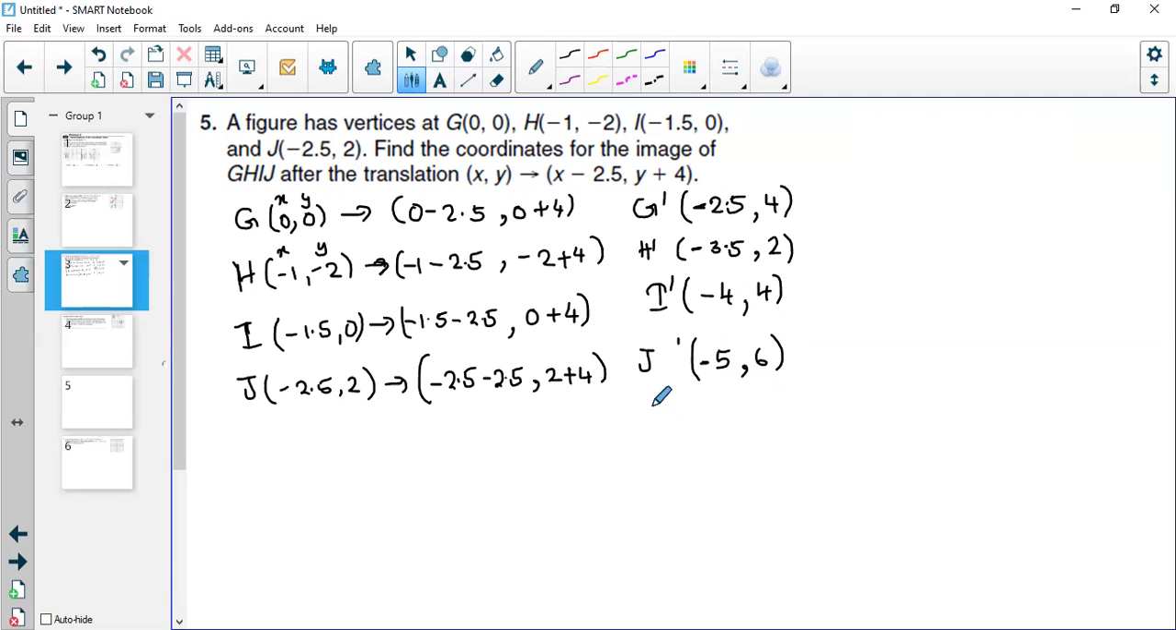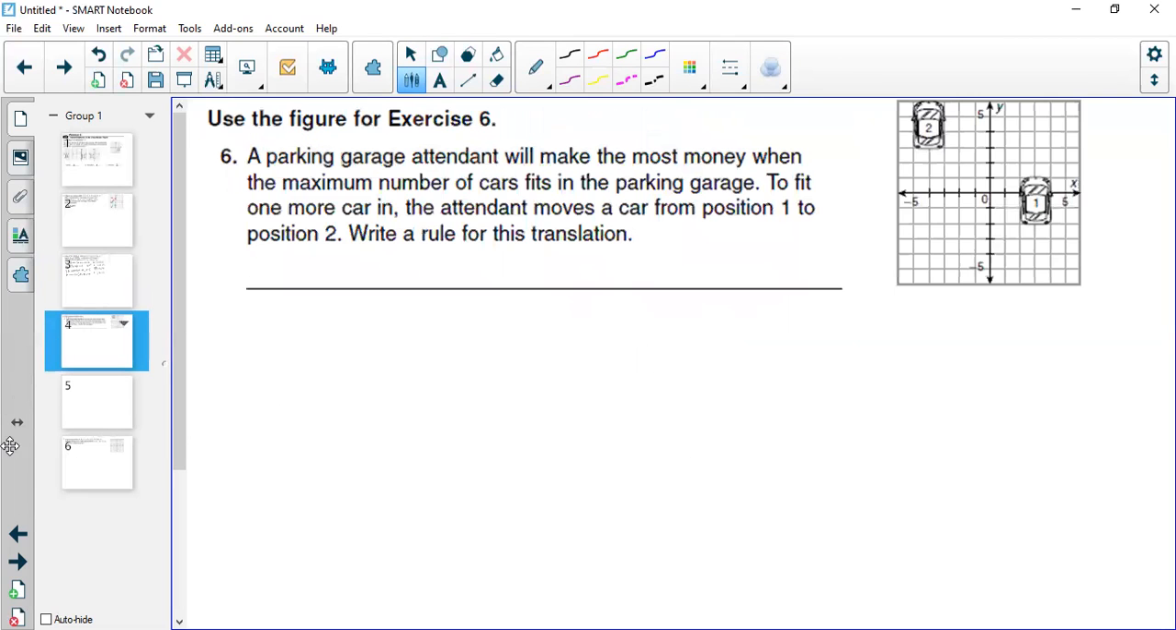So these are the coordinates of the image after translation. They have not asked us to graph, so we are not going to graph them. Just they have asked us to find the coordinates. So these are the coordinates of the image after the translation. Only you have to be careful when you're solving these numbers. That's all. Okay, let's go to question number 6.